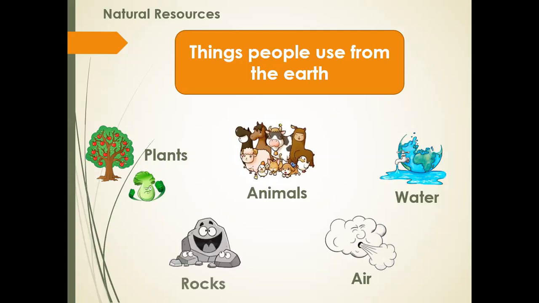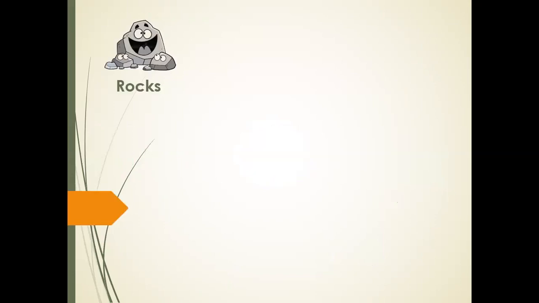Then the last thing is the rocks. And the rocks are the topic of our lesson. So a natural resource is the thing which is found in nature. Those are the things that people use from the earth, like plants, animals, water, air, and rocks. We said that rocks are hard. They have different sizes, shapes, and colors. Of course, you will not find rocks all having the same size, shape, and color.